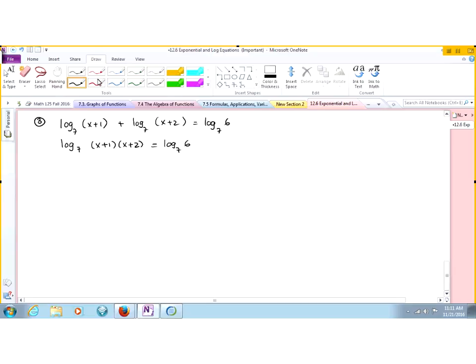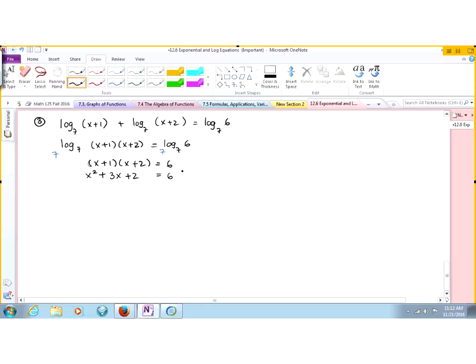What next? I have a single expression on the left, single expression on the right, so I could just cancel the logs, right? So 7 raised to the left, 7 raised to the right. So what do you have on the left? Yes, x plus 1 times x plus 2. Of course, you could multiply it out, equals 6. So what is this? X squared plus 3x plus 2 is equal to 6.